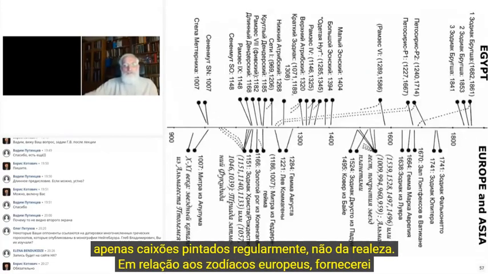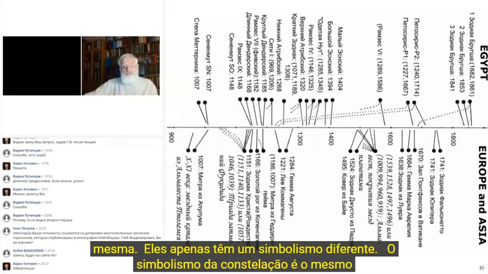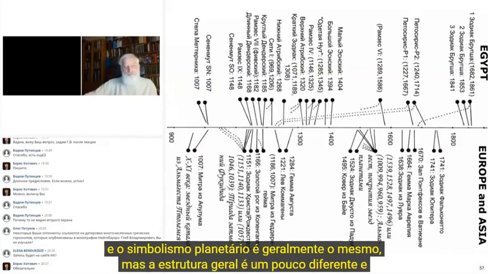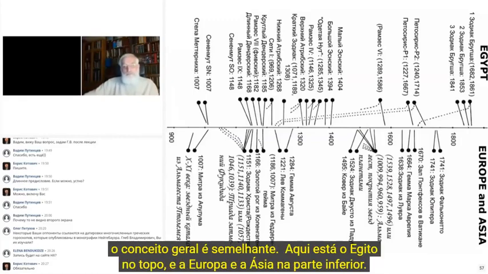Regarding European zodiacs, I'll provide a few examples later. They are structured differently, but the general idea is the same. They just have a different symbolism. Constellation symbolism is the same, and the planetary symbolism is generally the same, but the overall structure is a bit different, and there are no secondary horoscopes. Instead, there is different additional information. However, the overall concept is similar. Here is Egypt at the top, and Europe and Asia at the bottom.